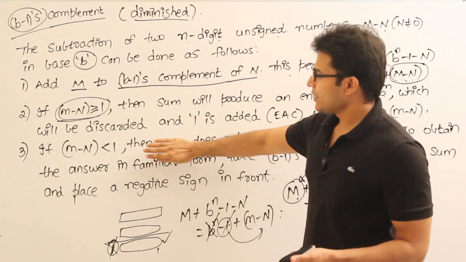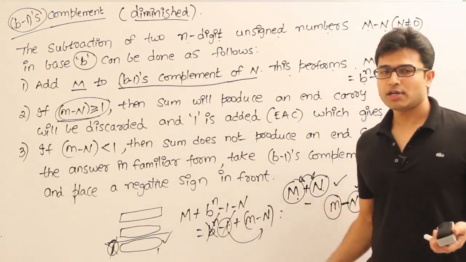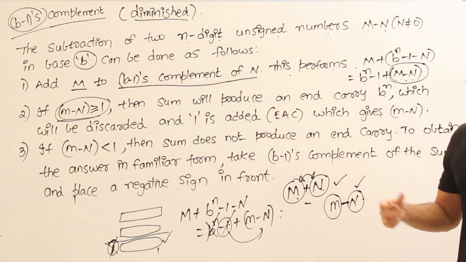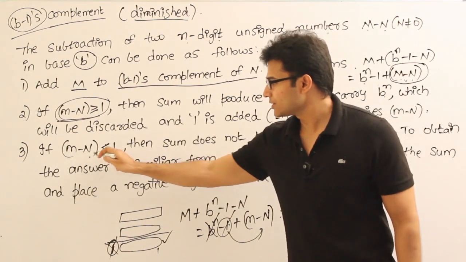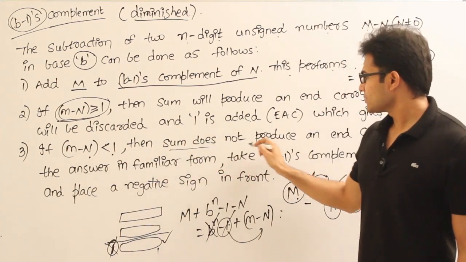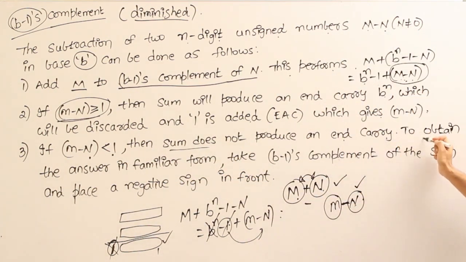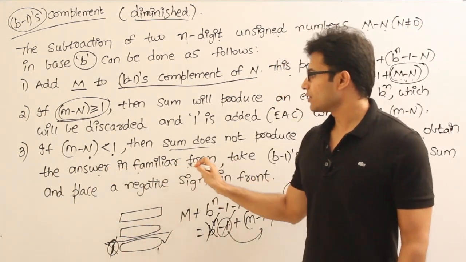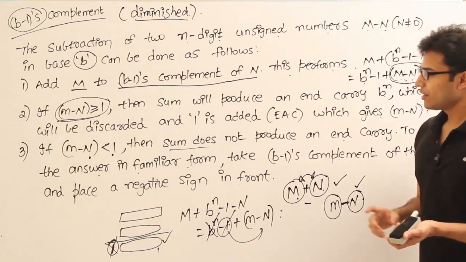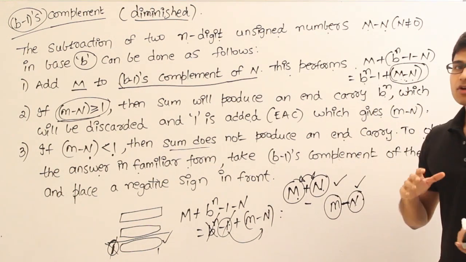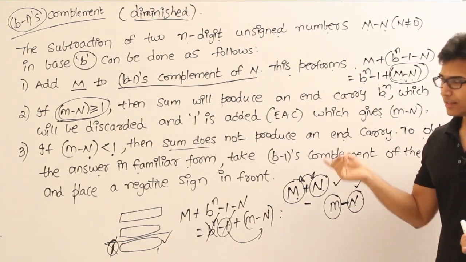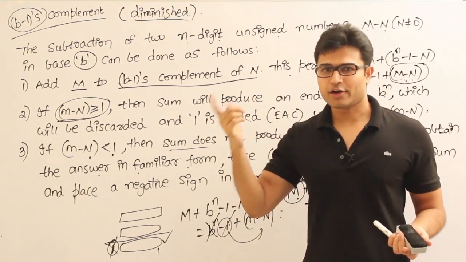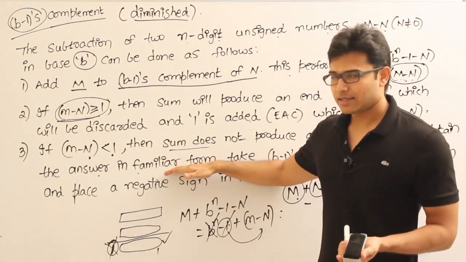Therefore, this third point applies whenever the result does not produce any carry. If m minus 1 is less than 1, then the sum does not produce an end carry. We do this to obtain the answer in familiar form. Why familiar form? Because whatever answer you get, you will not be able to understand it right now. Later you will understand it, and I will talk about it later.